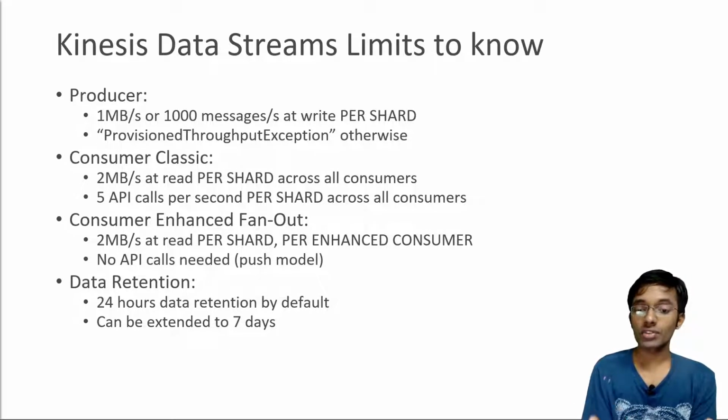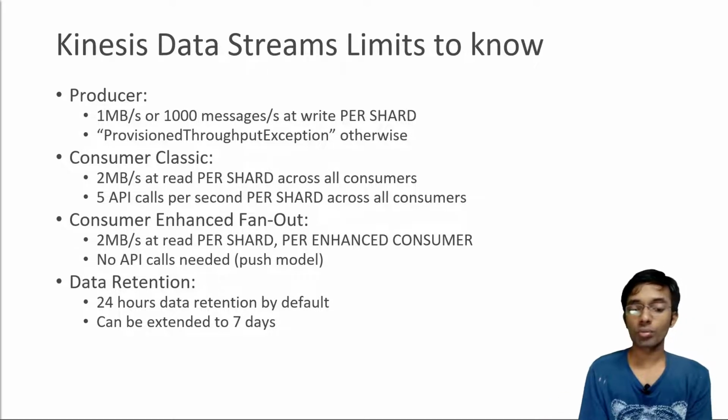And so now there's consumers enhanced fan-out, which is a new type of consumption, and you can read at 2 megabytes per second per shard per enhanced consumer, and there are no API calls needed. It's going to be a push model, and it's going to have lower latency. So this is an improvement to give you more scale out of your Kinesis data stream. But if you need more throughput for consumer classic, the only way to deal with it is to add shards.